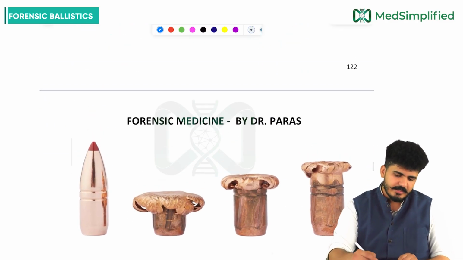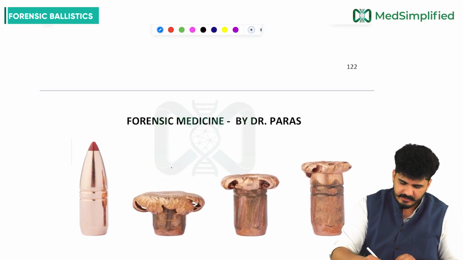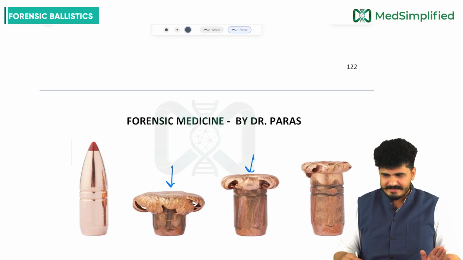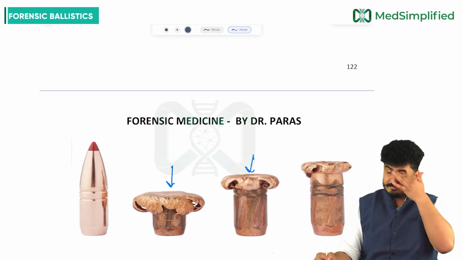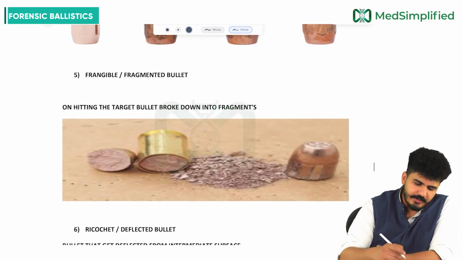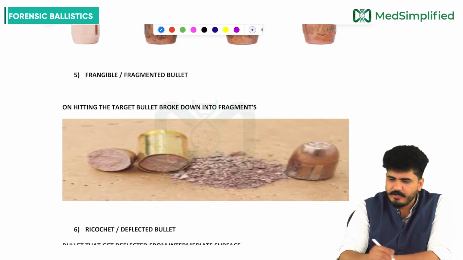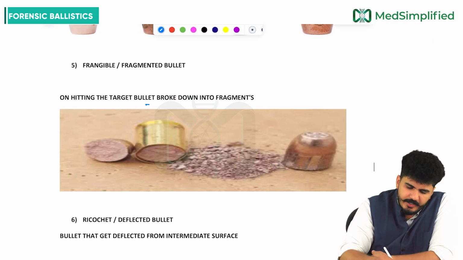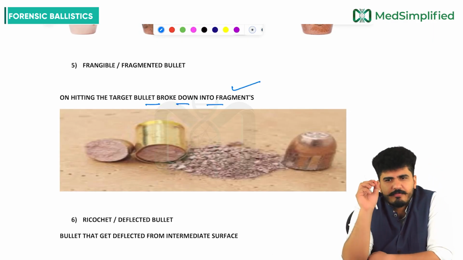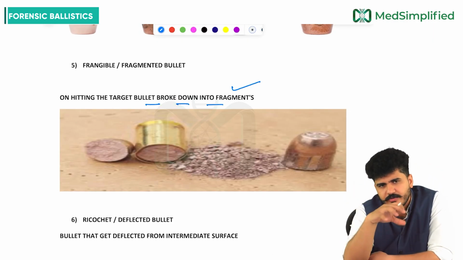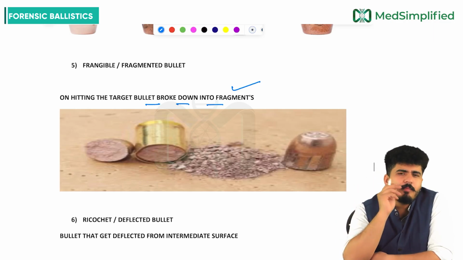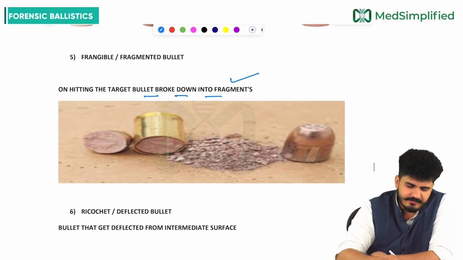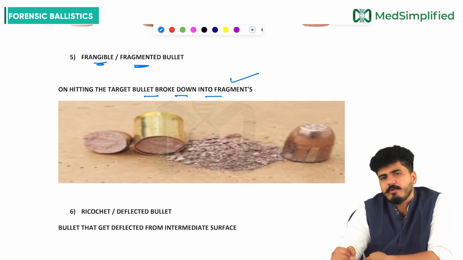This is an image of a dum-dum bullet. See, it looks like a mushroom. It expands once it goes inside. The next bullet is the frangible bullet. On hitting the target, the bullet breaks down into small fragments, my dear friends. That is why it is called a frangible or fragmented bullet.